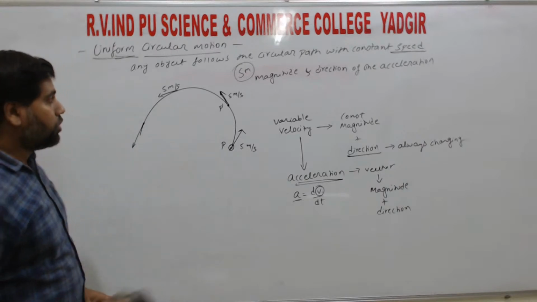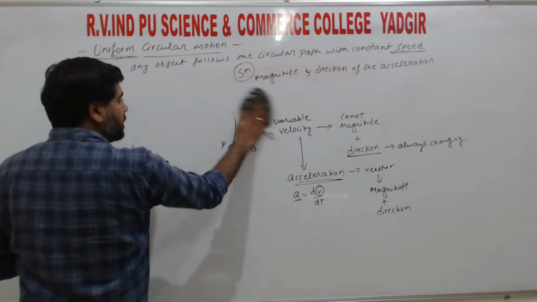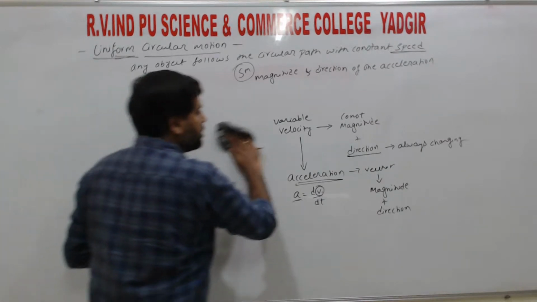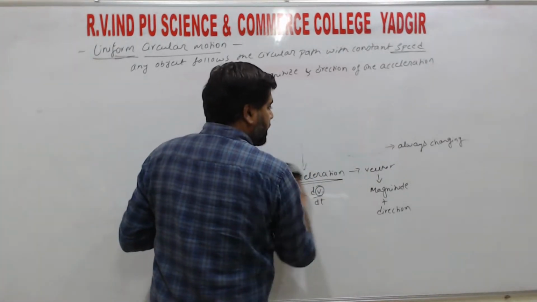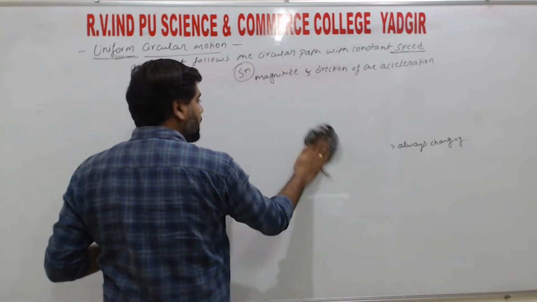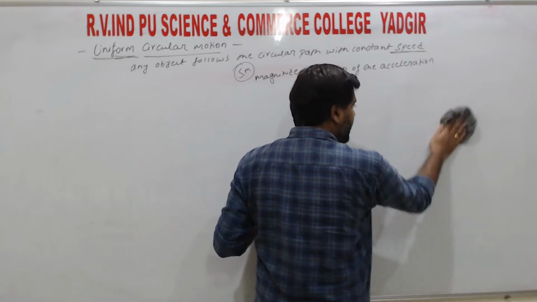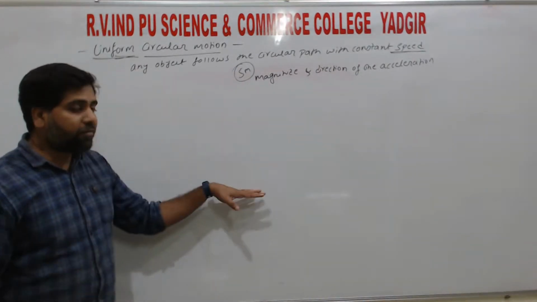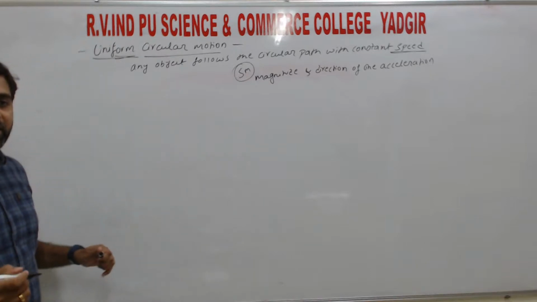Now we move on to the derivation, that is, to find the magnitude and direction. That is again by the method of vectors. We are going to find the centripetal acceleration, and that acceleration we are deriving by the method of vectors.